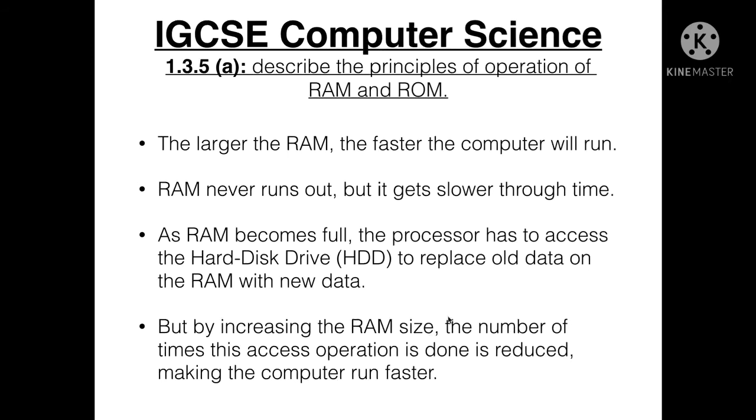But by increasing the RAM size, the number of times this access operation is done is reduced, and this makes the computer run faster. Before that, I should say that an HDD, or hard disk drive, is secondary storage. So when the primary memory, the RAM, gets full, the processor can't keep adding data to the full RAM. I mean, how can it if it's full? So it's going to have to replace old data with new data somehow, so it has to access the hard disk drive on the computer to do that.